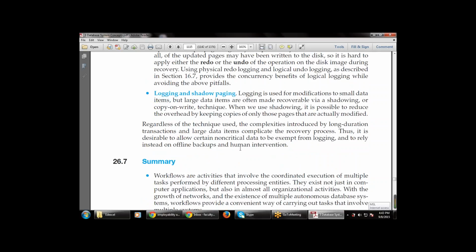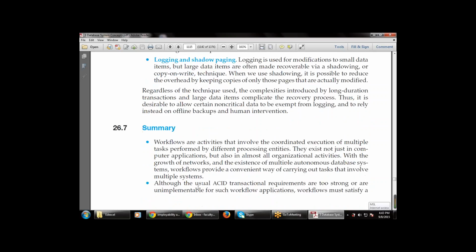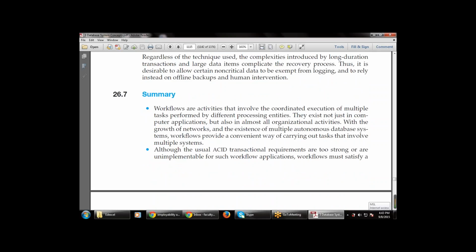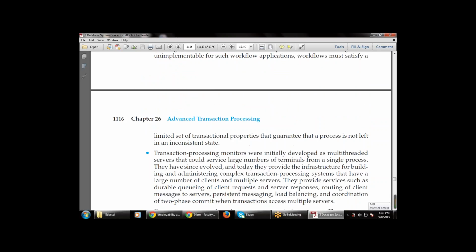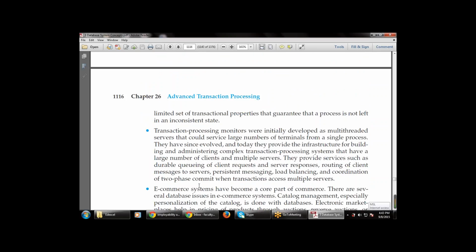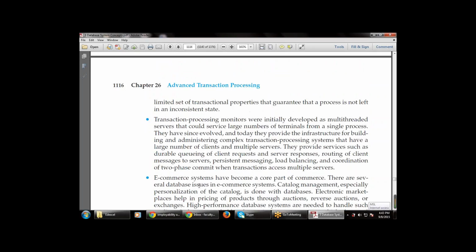Now next is a summary of this chapter. First, workflows are activities that involve the coordinated execution of multiple tasks performed by different processing entities. Next, the usual ACID transactional requirements, that is atomicity, consistency, isolation, and durability, are too strong and unimplementable for such workflow applications. Workflow must satisfy a limited set of transactional properties that guarantee that a process is not left in an uncertain or inconsistent state. Then transaction processing monitors were initially developed as multi-threaded servers that could service a large number of terminals from a single process.